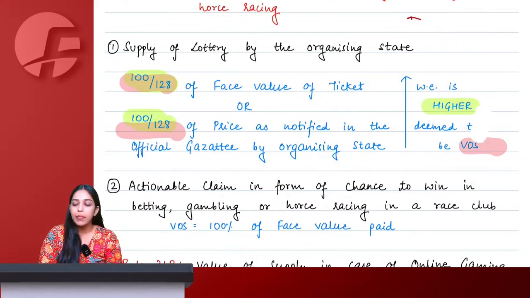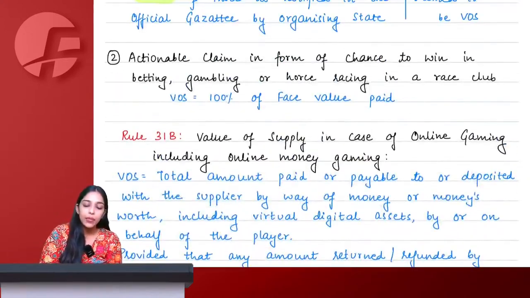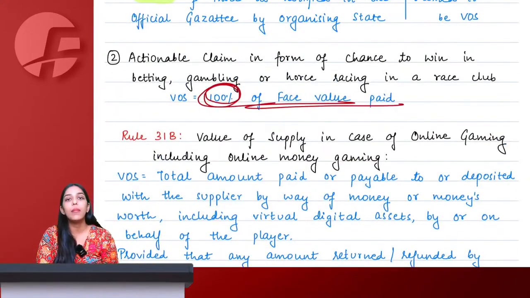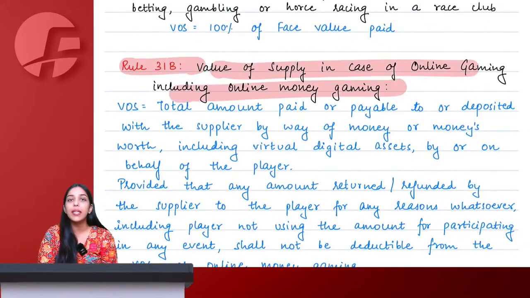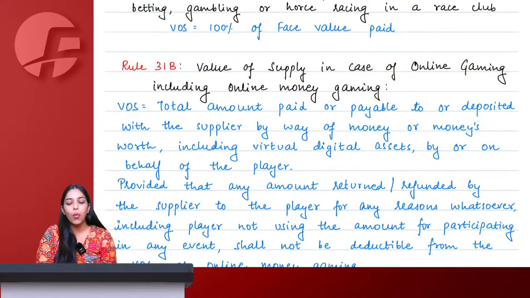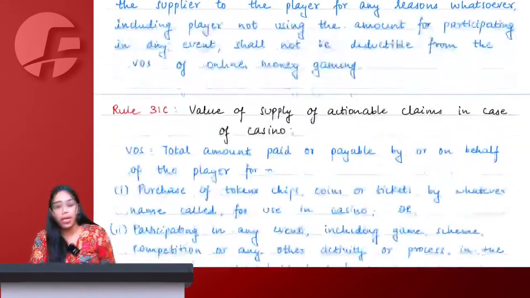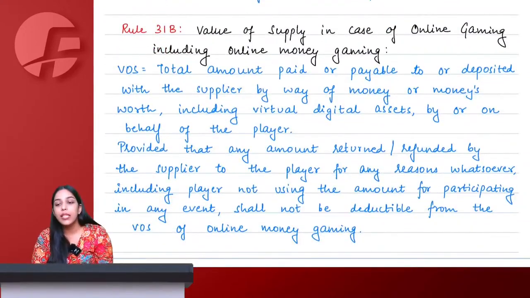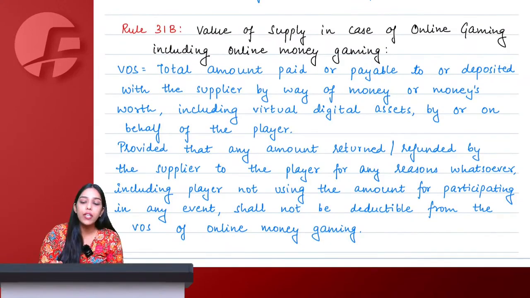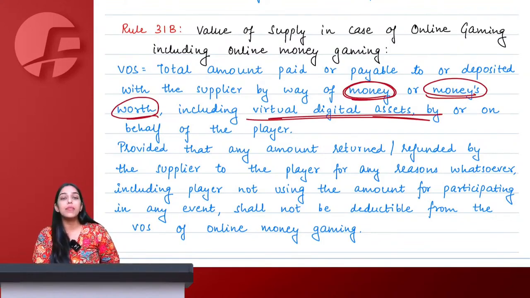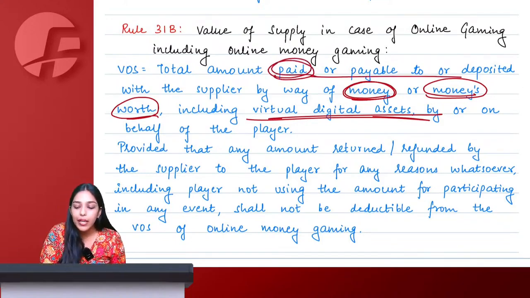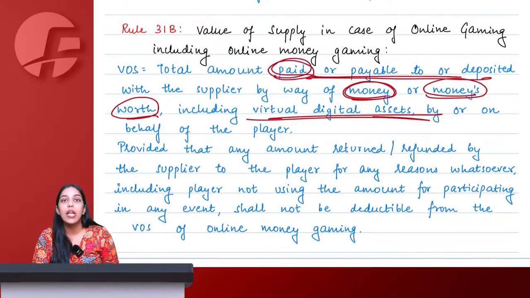But for betting, gambling, horse racing, whatever total 100% amount you put in the betting or gambling, that entire 100% of the face value only becomes your value of supply. And then rule 31B, which talks about online money gaming. Again, online money gaming simply says that whatever total amount the player is putting in the game, that amount could be in the form of money, money's worth, or virtual digital asset. If the player is putting anything to play the game, that entire 100% of the total amount paid or payable by the player becomes the value of supply.